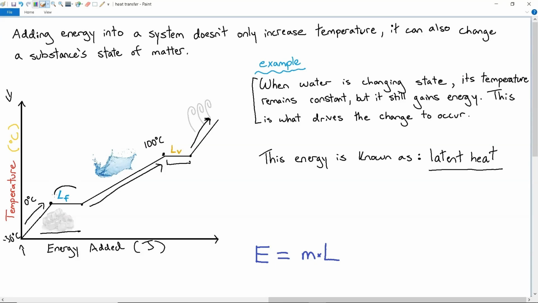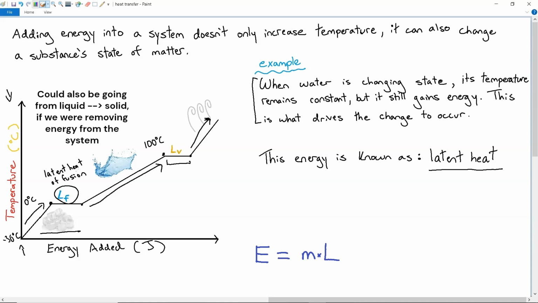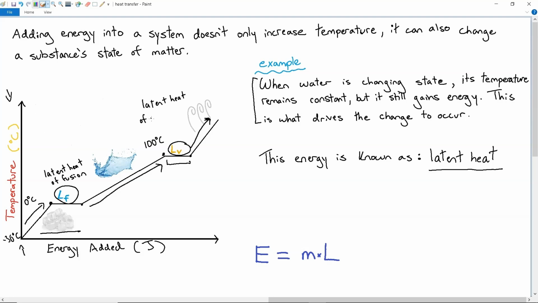So down here, you'll see the variable LF, and that refers to the latent heat of fusion. And fusion is the term we use when we're describing going from a solid to a liquid. And then up here, we have the latent heat of vaporization.